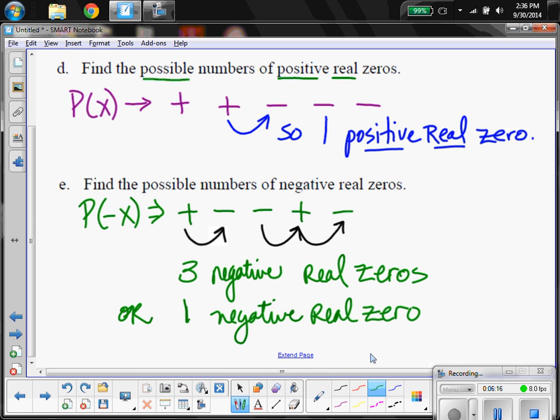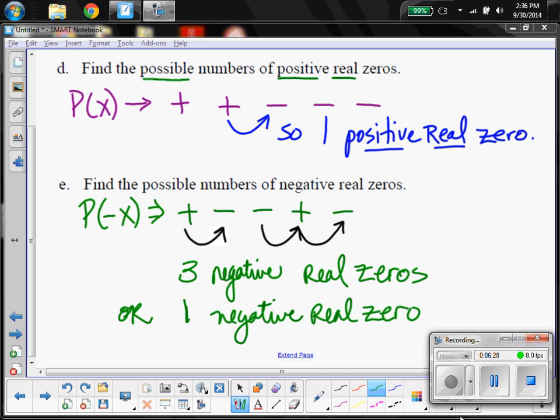So this gives me an idea of where I will start to find the actual values of these real zeros. I'll do that in the next video. This one's getting a little bit long, so I'll stop it here, and then we can continue the worksheet in the next video.